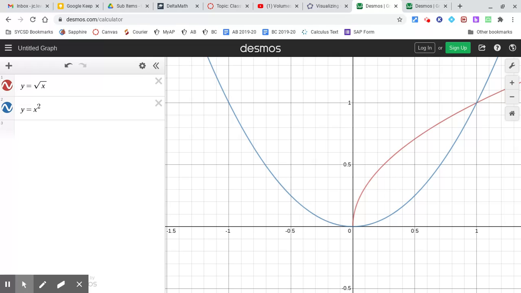So what we have here is the graph of the square root of x and x squared, right? And we're looking at the space in between from 0 to 1. You can see pretty easily they intersect at the point 1, 1, and they intersect here at 0, 0. And those points are going to be important to us.